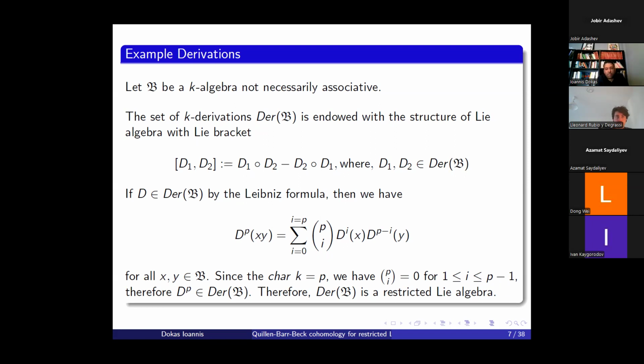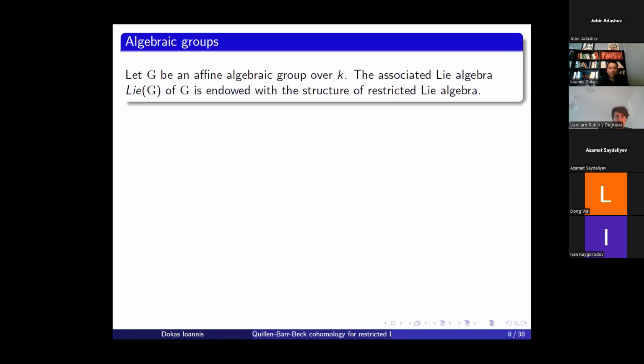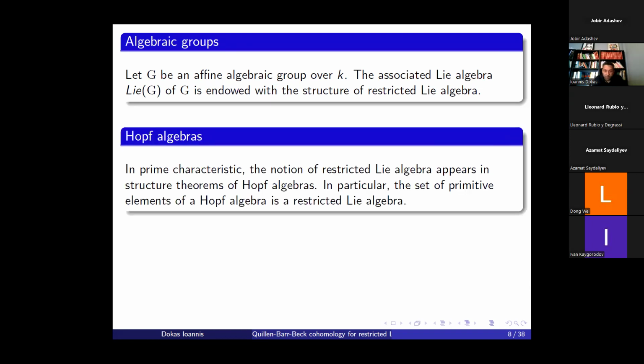The next example, which is related to this one, comes from the theory of algebraic groups. If you start with G being an affine algebraic group over K, then somebody can prove that the associated Lie algebra of G is actually a restricted Lie algebra. And the next example comes from the theory of Hopf algebras. The notion of restricted Lie algebra appears in prime characteristic in structure theorems of Hopf algebras, like, for example, Milnor-Moore type theorems. And this is because the primitive elements of a Hopf algebra form a restricted Lie algebra.